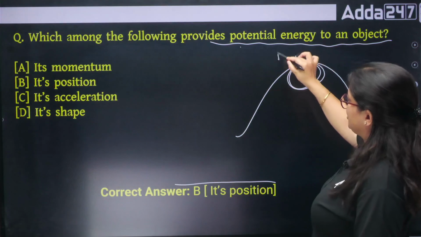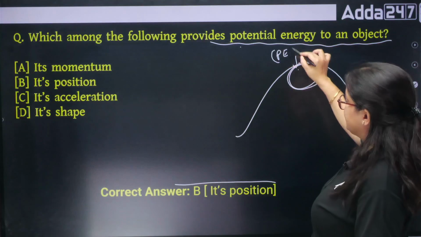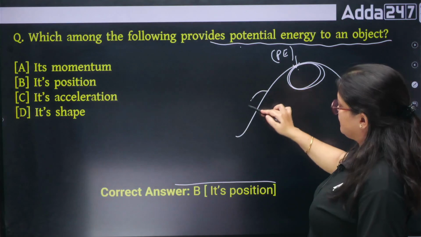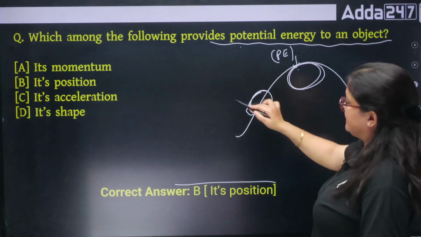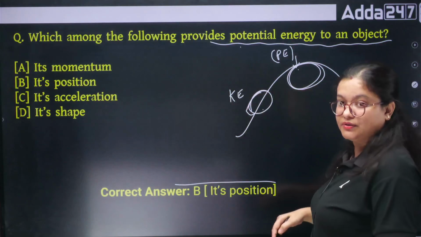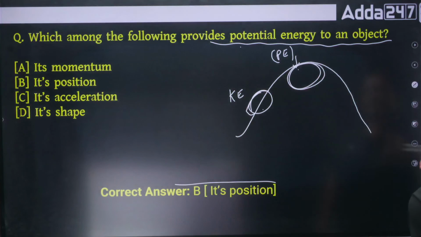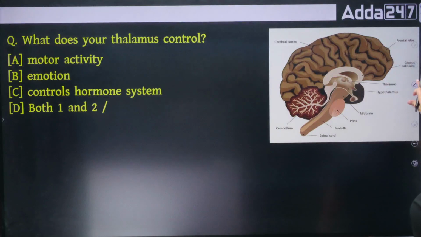Here the potential energy will be highest, while when the roller coaster is coming down to this particular place, there the kinetic energy will be highest. Okay, so the position decides. Next, what does your thalamus control?